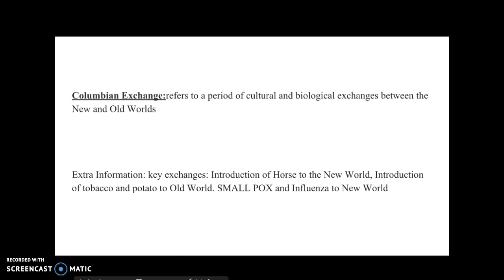And then finally, I would underline, I would bold, I would highlight, if you don't put anything else, smallpox and influenza to the New World. Disease, disease, disease, disease. That is the #1 exchange from the Old World to the New World, because it has the largest impact. It decimates the Native American population. I don't care what else you remember about why the Native American population went down. You could talk about the Spanish, you could talk about the British, but disease is the #1 killer of Native Americans.